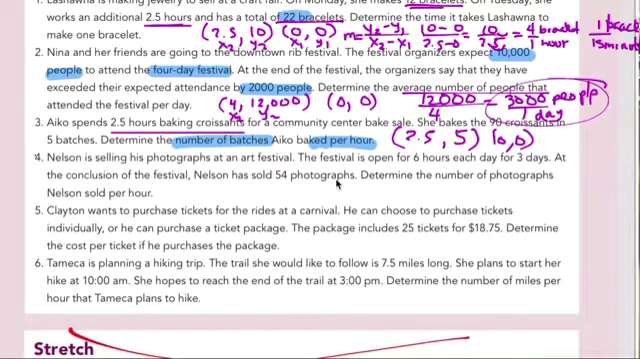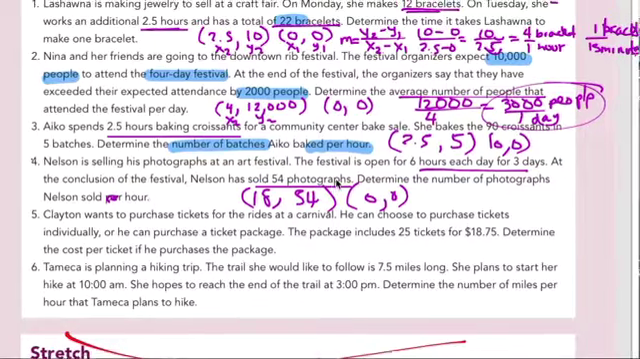Okay, Nelson is selling his photos at the festival. The festival is open 6 hours each day for 3 days. At the conclusion of the festival, Nelson sold 54 photos. Determine the number of photos sold per hour. So 6 hours for 3 days is 18 hours total. So he did 18 hours and he sold 54 photos. 0 hours, 0 photos. Find the rate per hour just like you did right here.